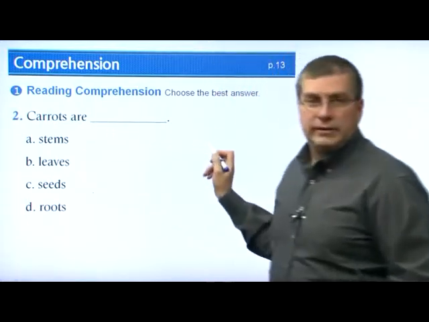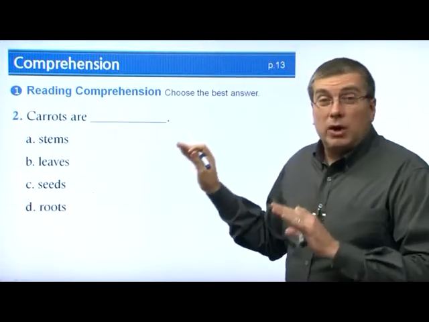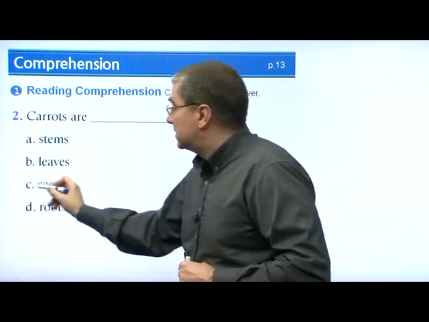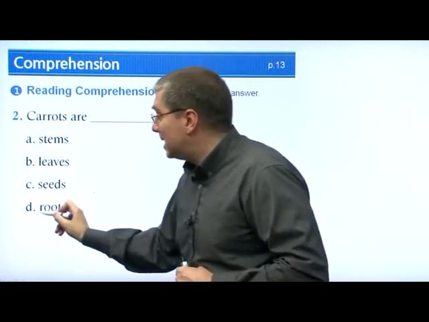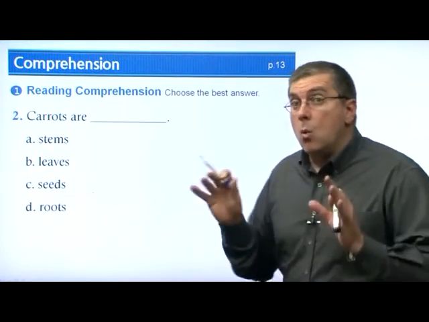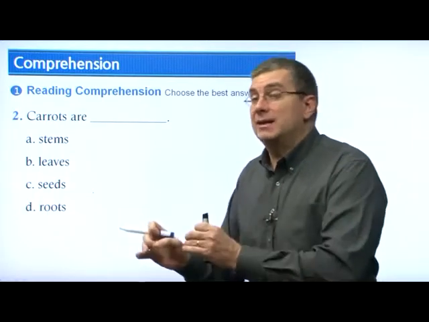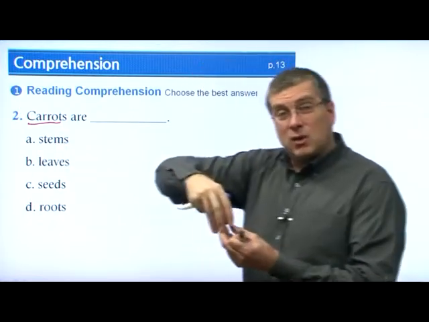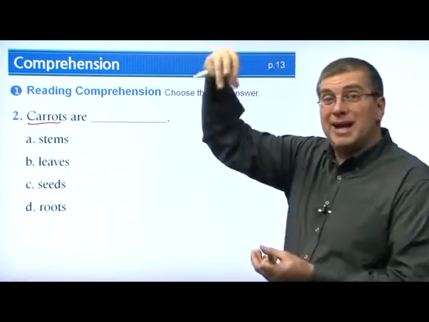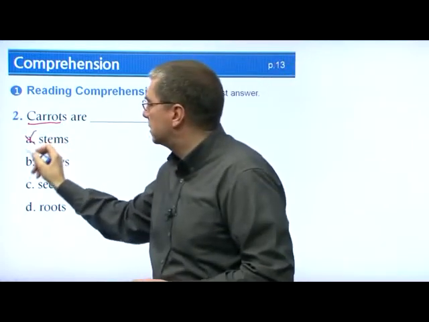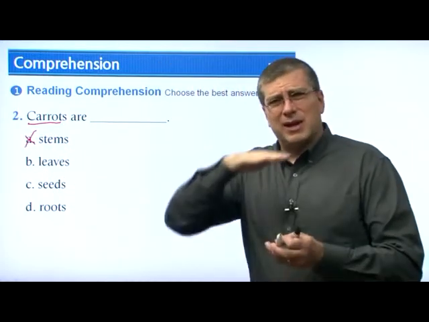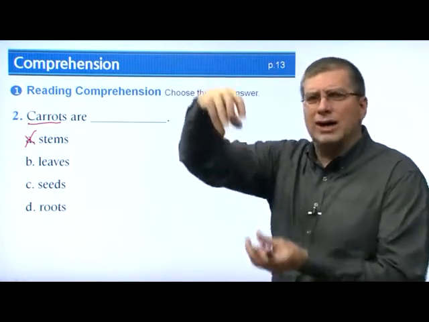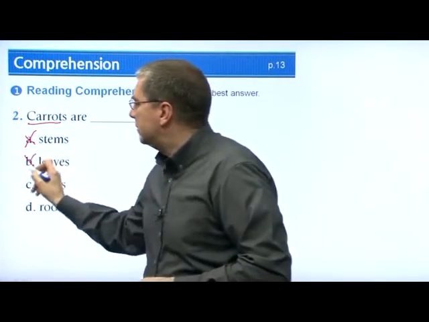Carrots are what? We're looking at the part of a plant. A, stems. B, leaves. C, seeds. And D, roots. So, what part of the plant is a carrot? Are carrots stems? Do they grow above the ground and hold the plant up? No, they're not stems. Are carrots leaves? Are they flat and green? No, carrots are round and long and orange, so they are not leaves.